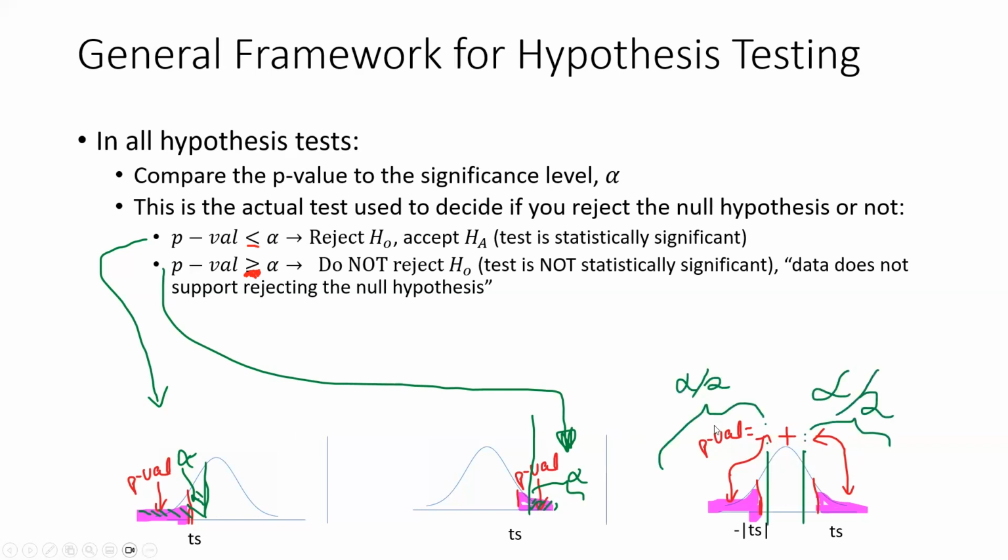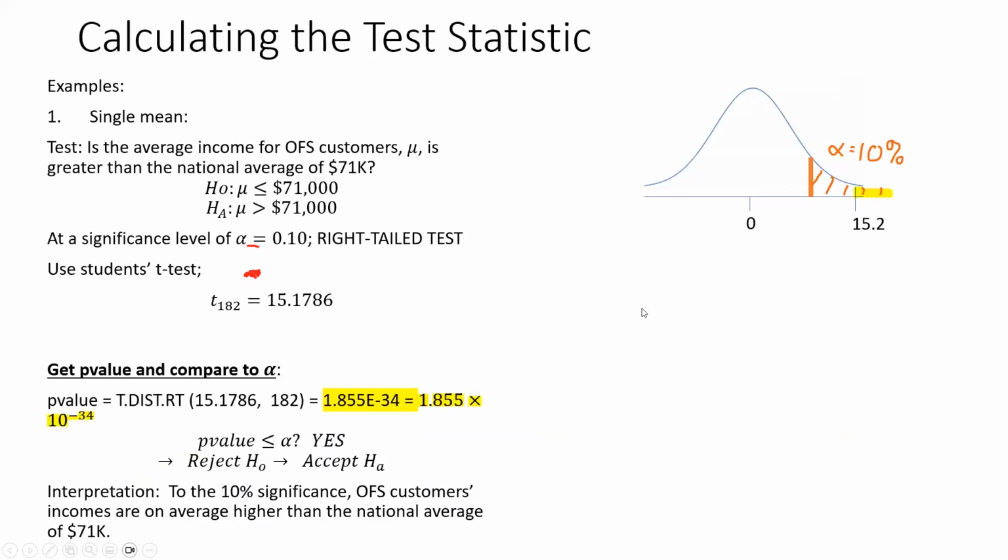You can think of alpha as being divided and put in each tail when it's a two-tailed test. So you can either compare one tail to alpha over two, or you can add the two p-values together and compare to alpha, which would follow the same structure here. That's probably the better way to do it. All right, so let's go through each one of these.